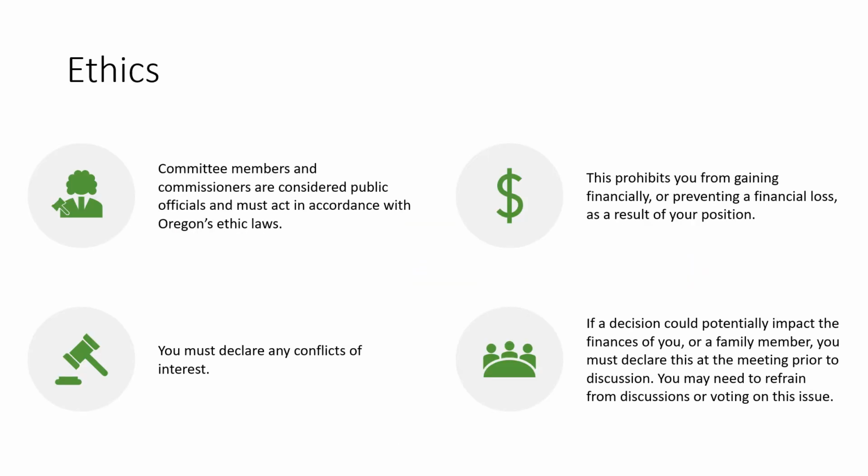Committee members are considered public officials and must act within Oregon's ethics laws, which prohibit you from gaining financially or preventing a financial loss as a result of your position. And this is not just you. This is you, your business, your family member, or a family member's business. You have to declare if there's a conflict of interest, and you may need to refrain from discussion or voting.